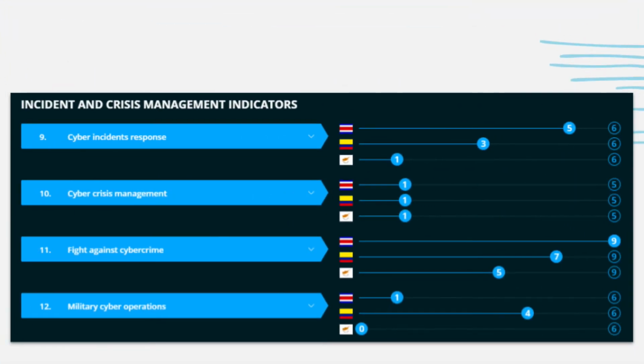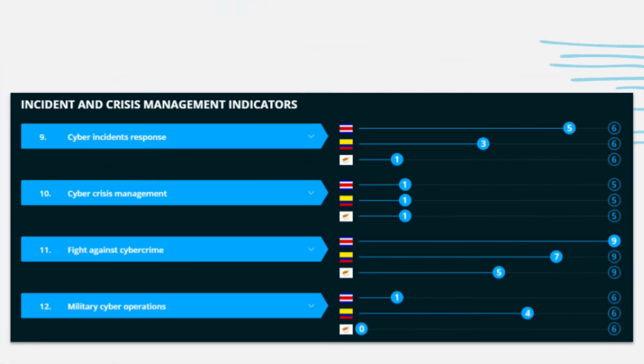As for incident and crisis management indicators, for the sector of cyber incident response, Costa Rica leads the way once again, but for cyber crisis management, all three countries are at the same level. When fighting against cybercrime, Costa Rica is the most advanced, followed by Colombia and Cyprus. Meanwhile, for military cyber operations, Colombia is ahead of Costa Rica and Cyprus.